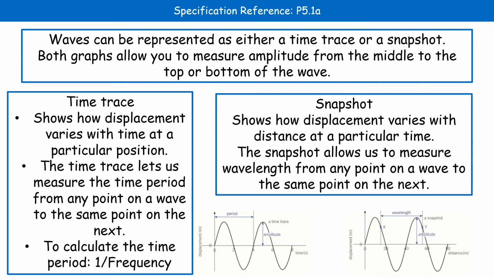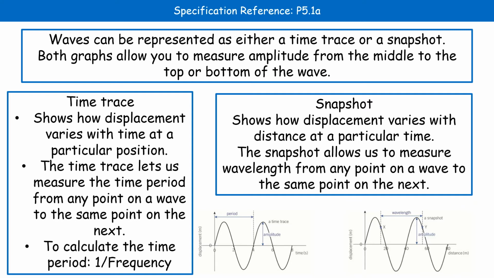When it comes to actually representing our waves in graphical form, then we've got a choice. We can use a time trace or a snapshot. Both of those graphs will allow us to work out the amplitude, midline to the top of the peak or the bottom of the trough. Doesn't matter which one we've got, same thing for amplitude. The other measurement that we take is going to depend on which type of graph we have.